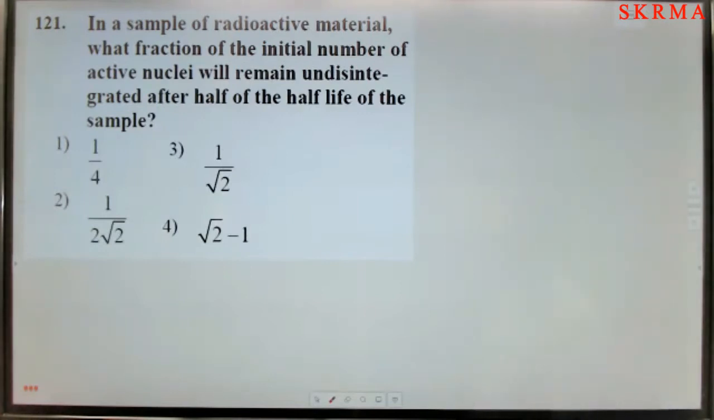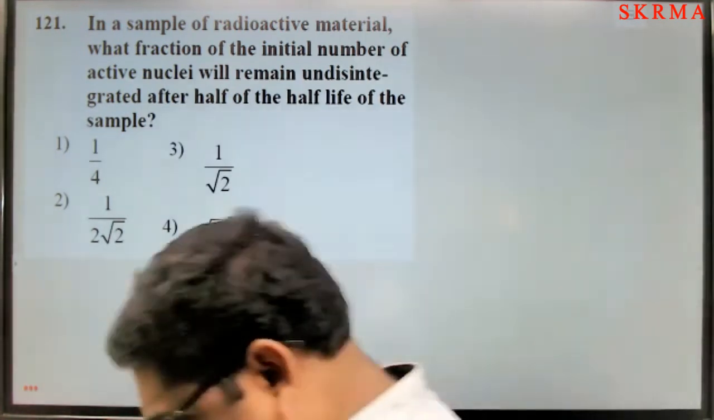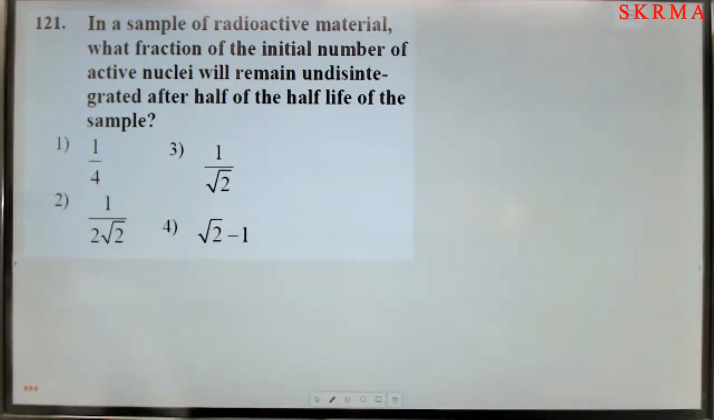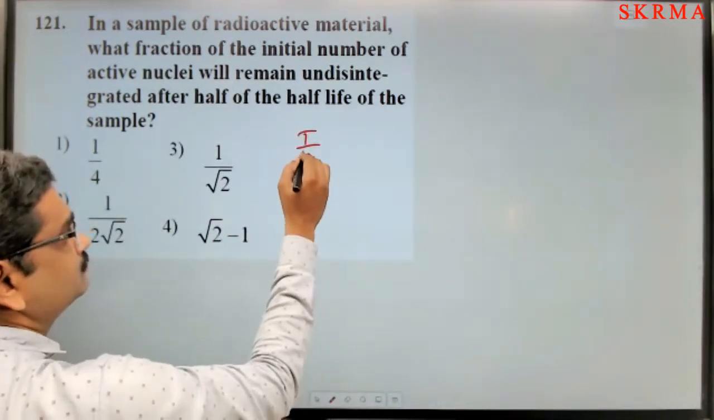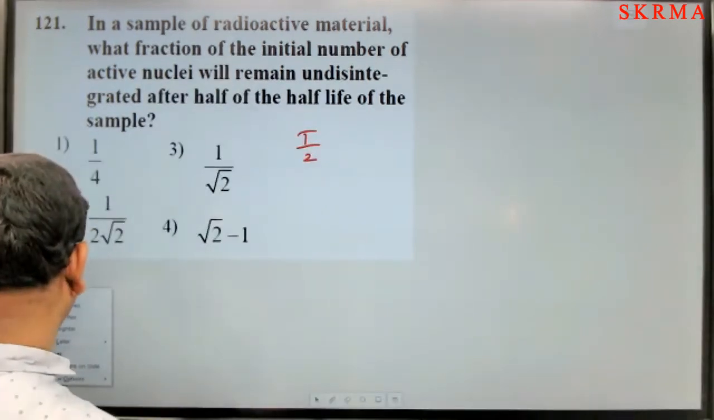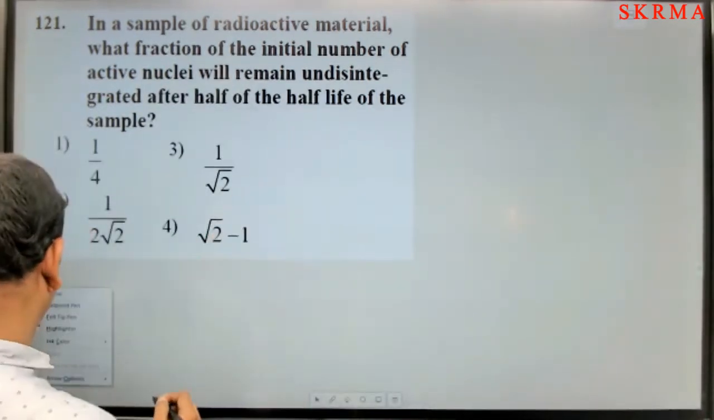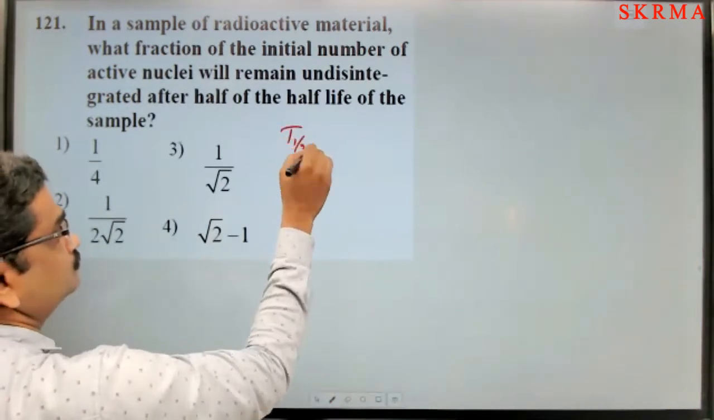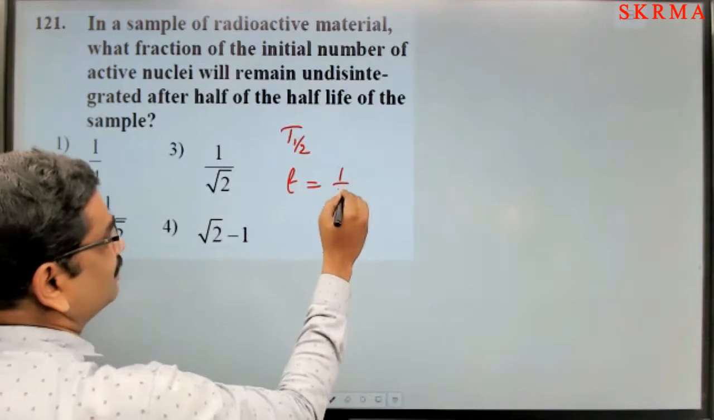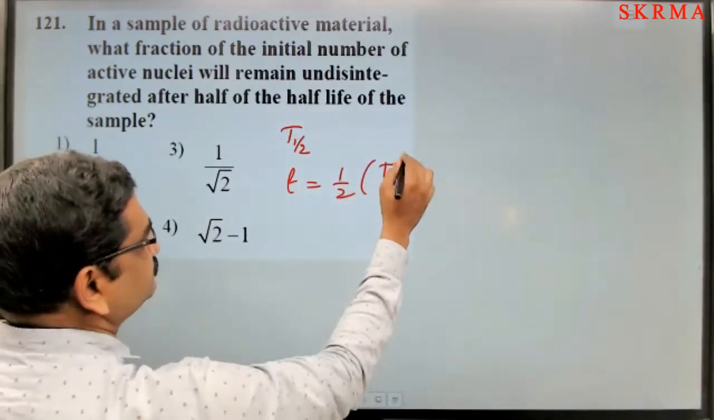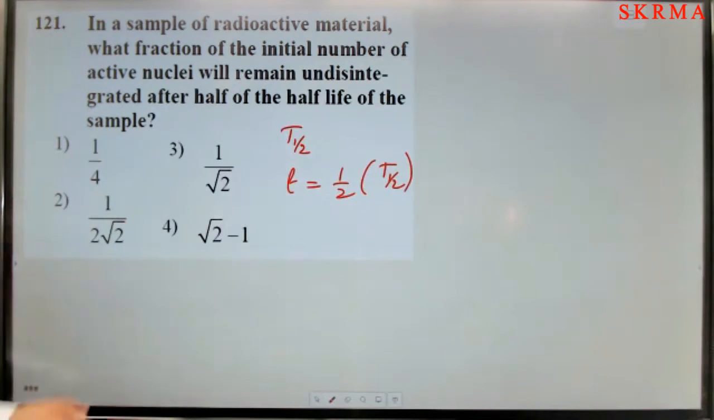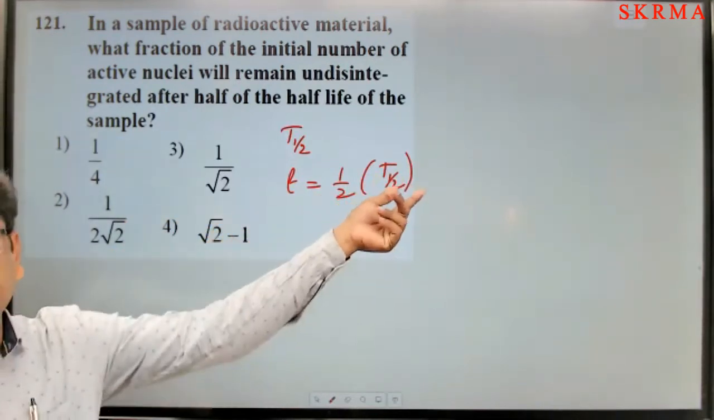Next, in a sample of radioactive material, what fraction of the initial number of active nuclei will remain undisintegrated after half of the half-life? Half-life we can represent with T half. Now what is the time taken here? Half of the half-life, as stated in the question: 1 by 2 into T half.